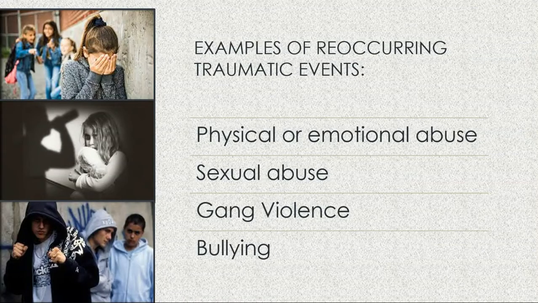Examples of recurring traumatic events include physical or emotional abuse. Maybe your parents fight, maybe they hit each other. Sexual abuse, gang violence, bullying. Maybe you're constantly made fun of by your peers at school or even bullied by a family member. You can pause for discussion, and then when you are both ready, move on to the next slides. And these next slides will cover the different ways that trauma can affect you.